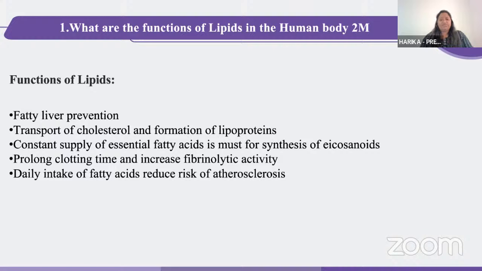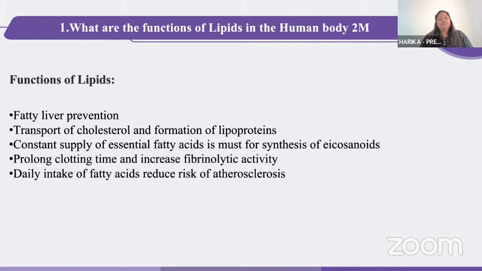Can you say what lipids are? Lipids are triglycerides. So what is their function? What do they do in our body? How do they help our body? Here are the functions. They help in fatty liver prevention, which means they don't allow accumulation of fats in the liver.